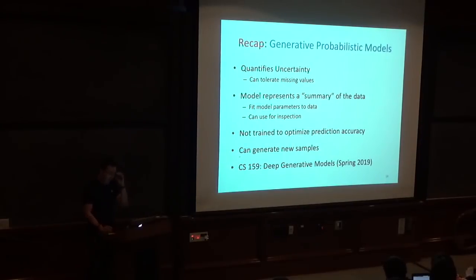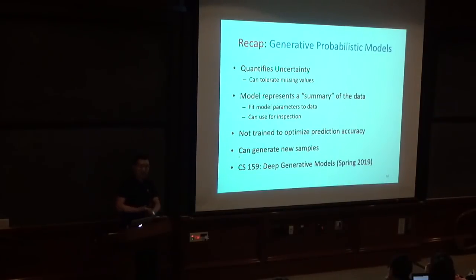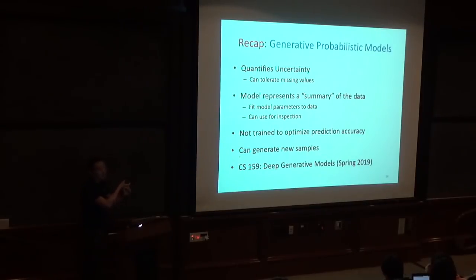Okay, so just to recap, generative probabilistic models have many properties due to the fact that they try to model the entire joint distribution of the data. They can quantify uncertainty. They can tolerate missing values by doing marginalization. They're connected to unsupervised learning in that they're trying to come up with a summary of the data. They are not trained to optimize for prediction accuracy. So if you have a very specific targeted prediction task of a specific variable, let's call that variable y, then these methods are not going to be the most accurate for that specific prediction task, which was what we spent the first half of the course on.